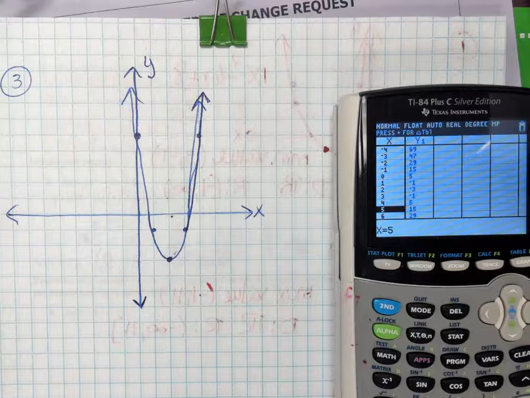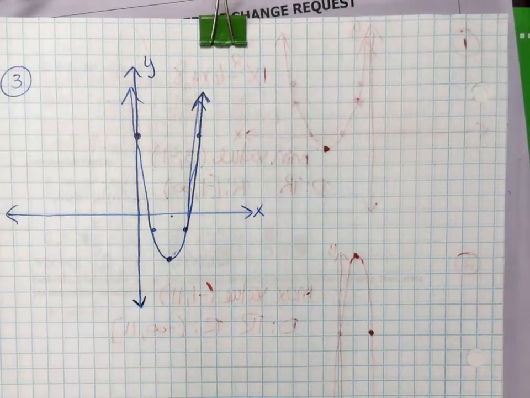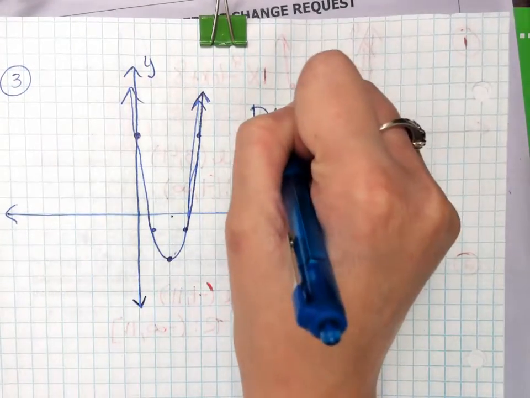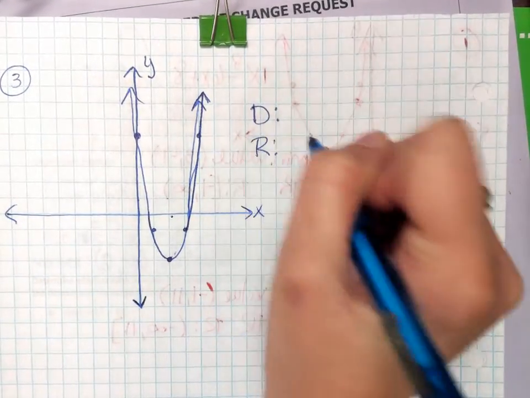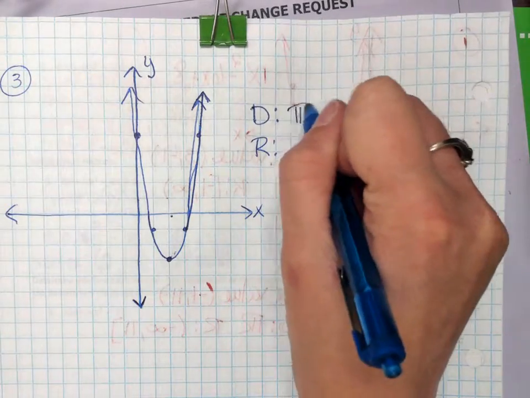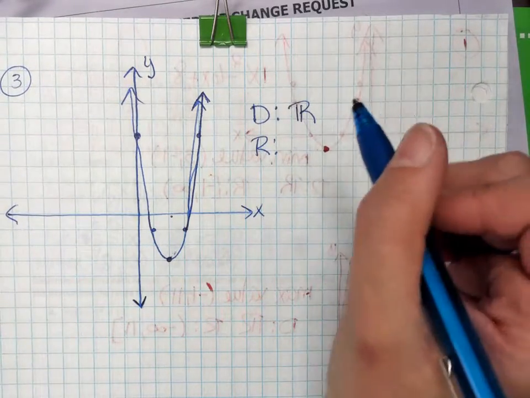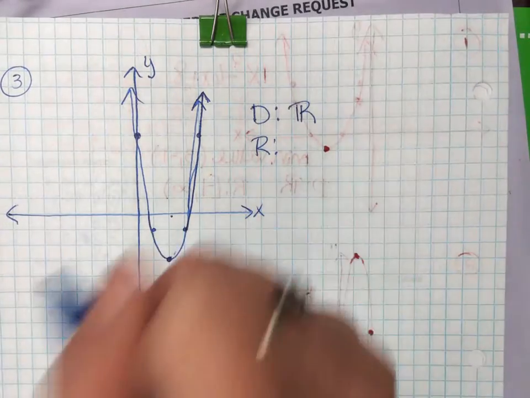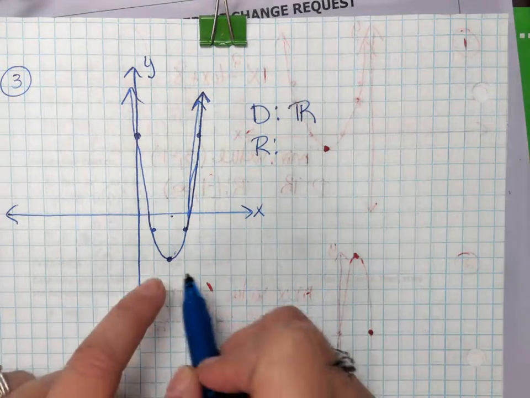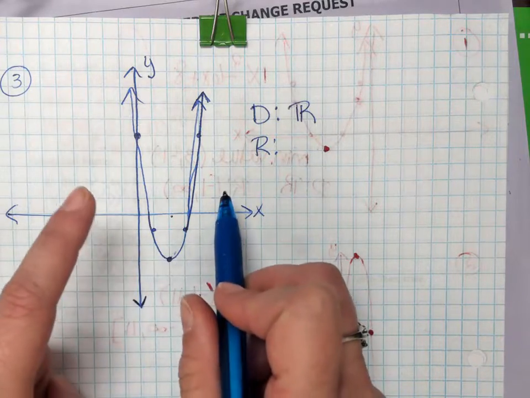Alright, what else did it tell us to do on the front page? Domain and range. Domain is easy, and you better not leave domain blank on your test. All real numbers, or you could put negative infinity to positive infinity. Every single time you have a parabola, your domain will never change. It will always be all real numbers, because from this vertex, it is going outward to the left and the right.